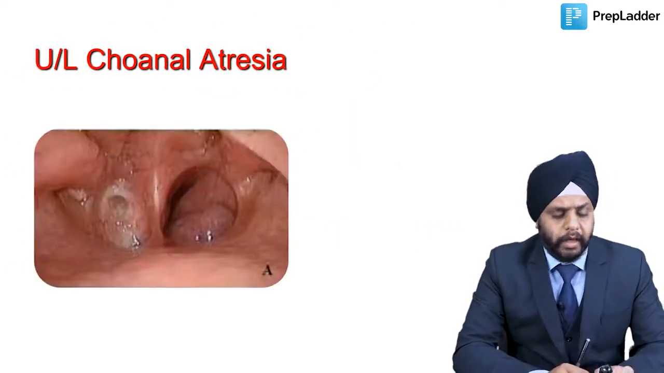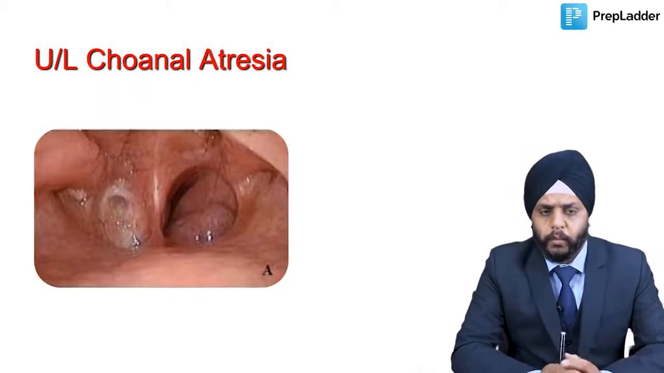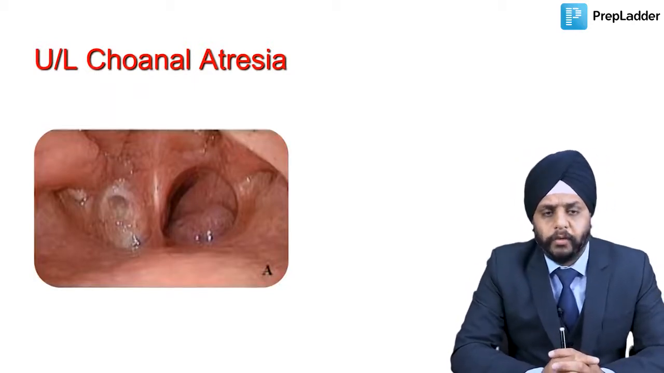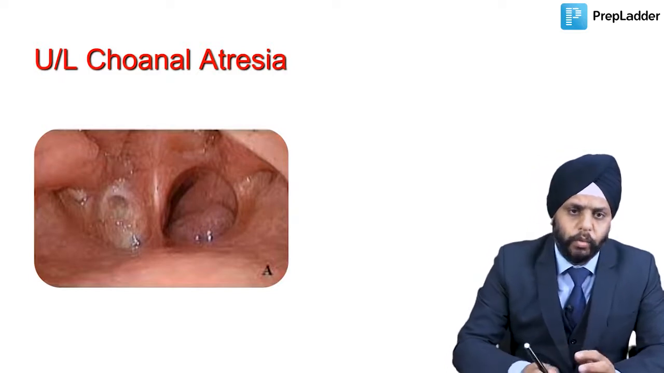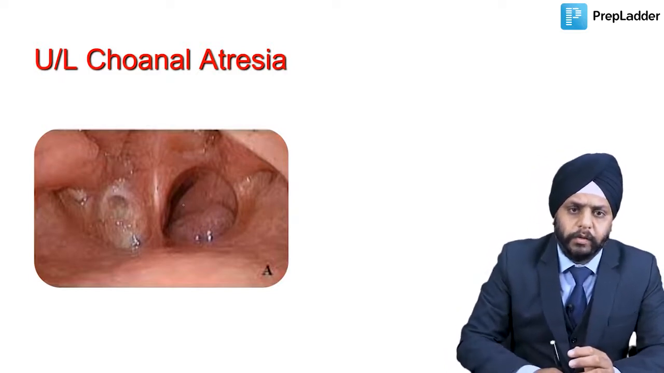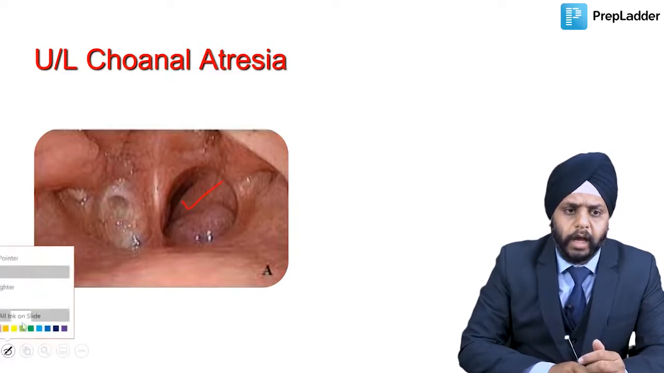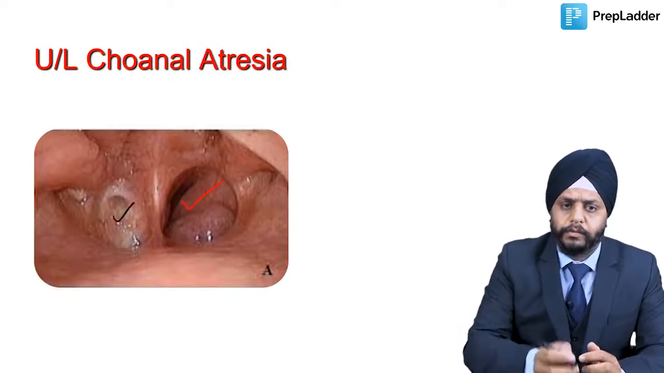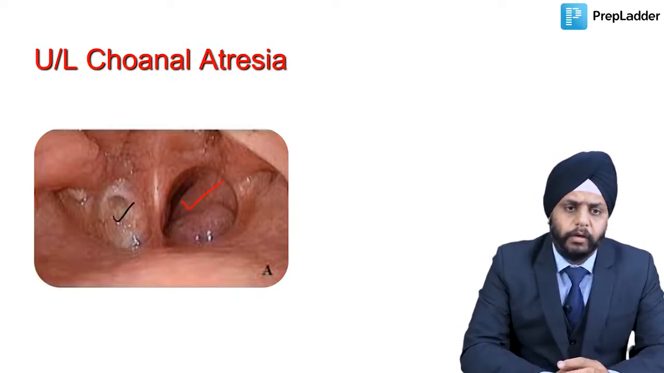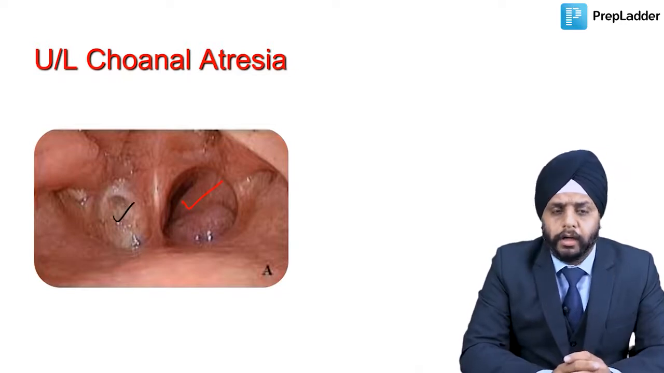Now let's look at this. What do we see over here? We can see unilateral choanal atresia. One side of the nose, as you can see over here, is open, and on the other side it is closed. So this is a case of unilateral choanal atresia.